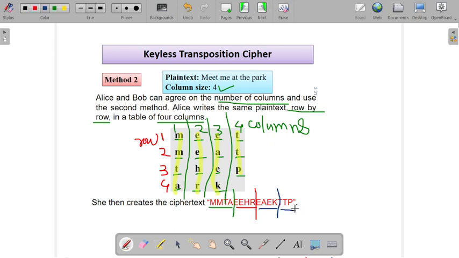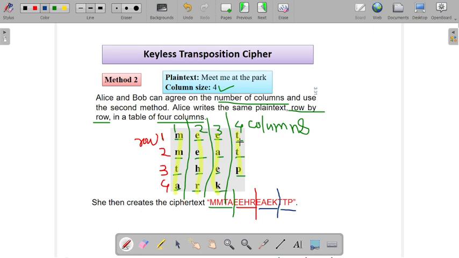So we have completed our second method. So in that second method, what have we done? We write the plaintext message row by row and we read it by column. First of all, we read our column number 1, then column number 2, then column number 3, and then column number 4, and like this.